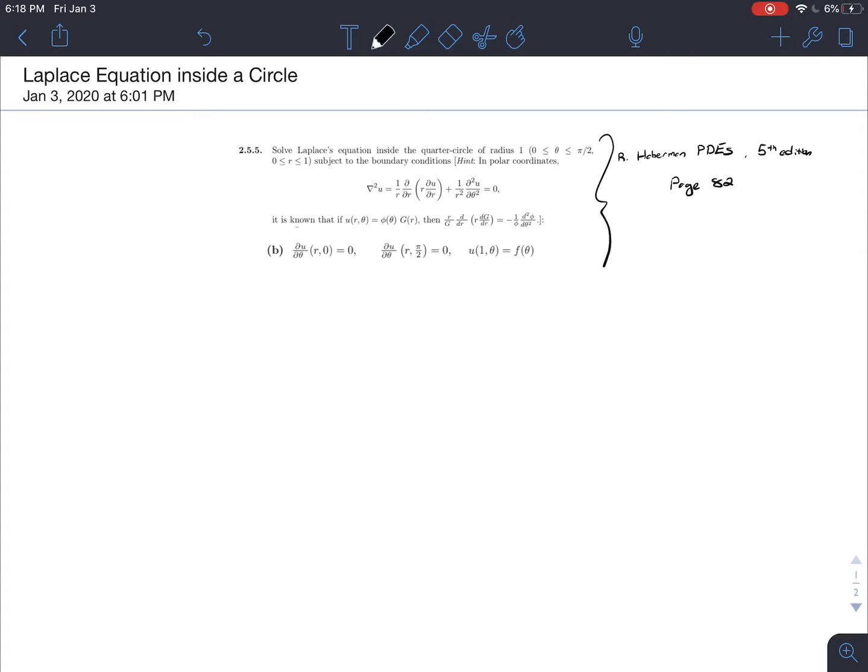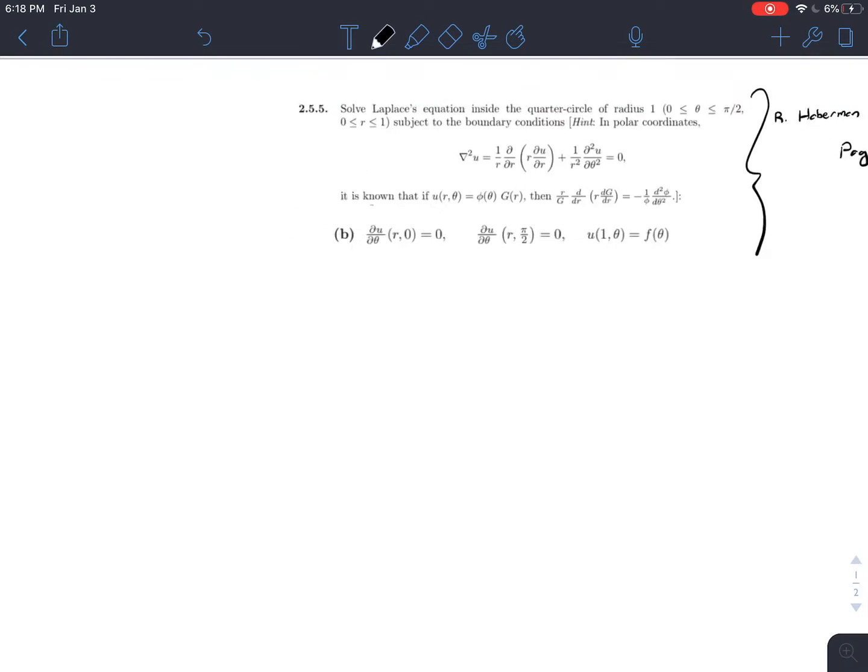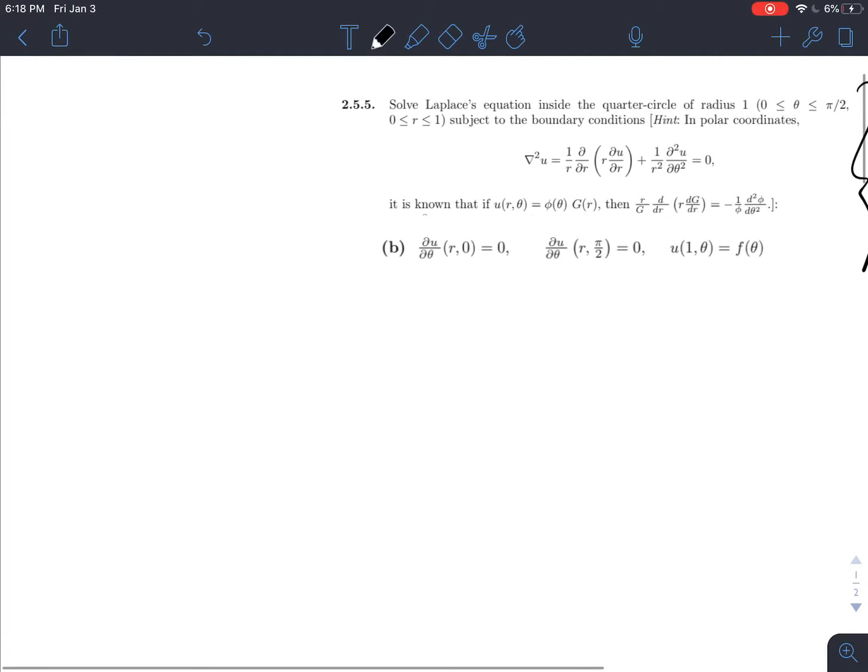In today's video, we're going to solve Laplace's equation inside a circle. This is the third video of a series about solving Laplace's equation on various different types of surfaces. So let's get started. Step 0 is draw the shape.